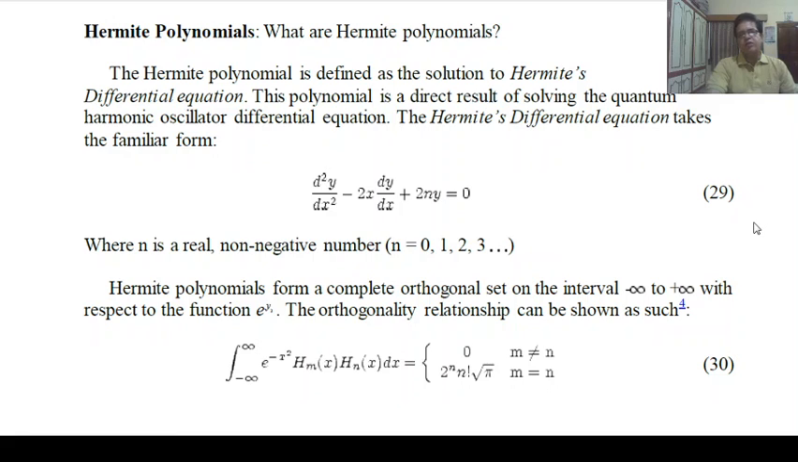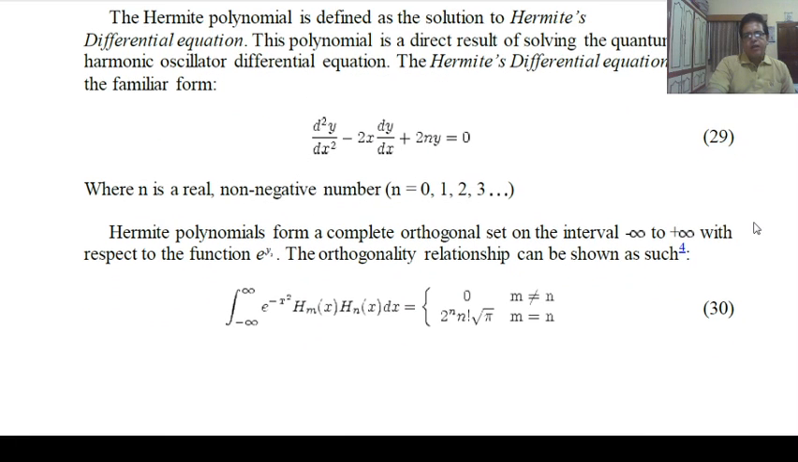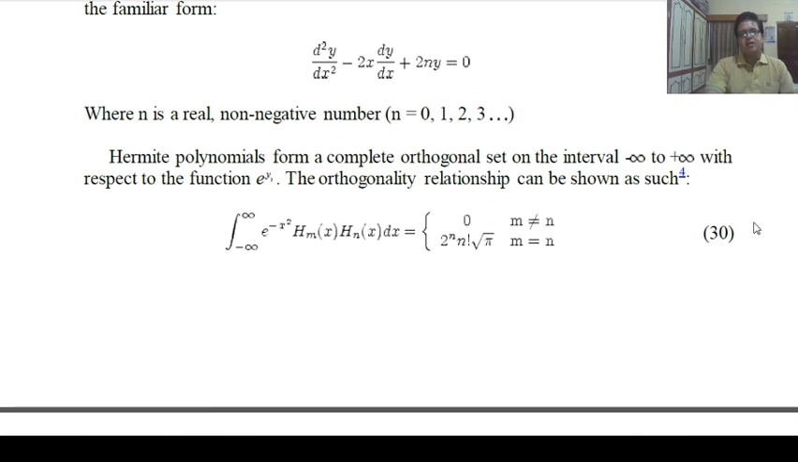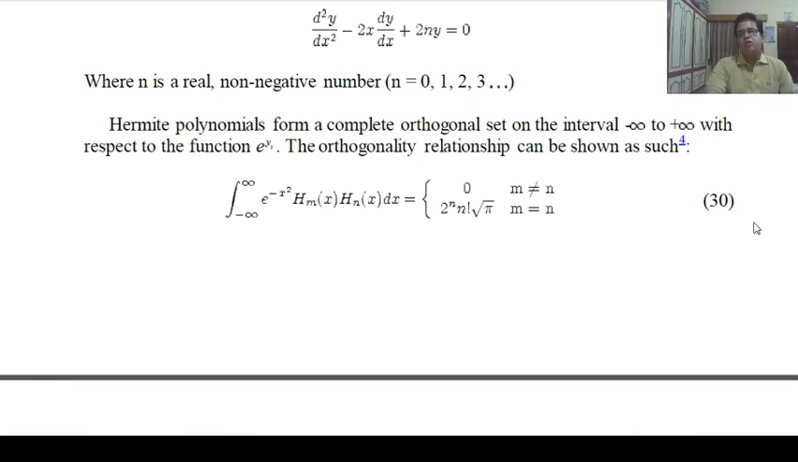The Hermite differential equation takes the form d2y upon dx2 minus twice x dy upon dx plus 2ny equal to 0, where n is a real non-negative number, n equal to 0, 1, 2, 3. Hermite polynomials form a complete orthogonal set on the interval minus infinity to plus infinity with respect to the function e^(-x^2). The orthogonality relation can be shown: integral from minus infinity to infinity of e raised to minus x square Hm(x) Hn(x) dx equals 0 if m not equal to n, and equals 2 raised to n factorial n under root pi for m equal to n.